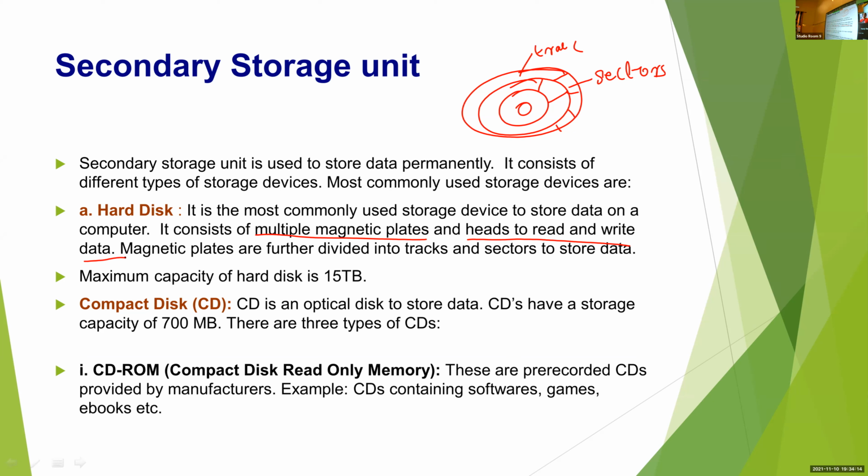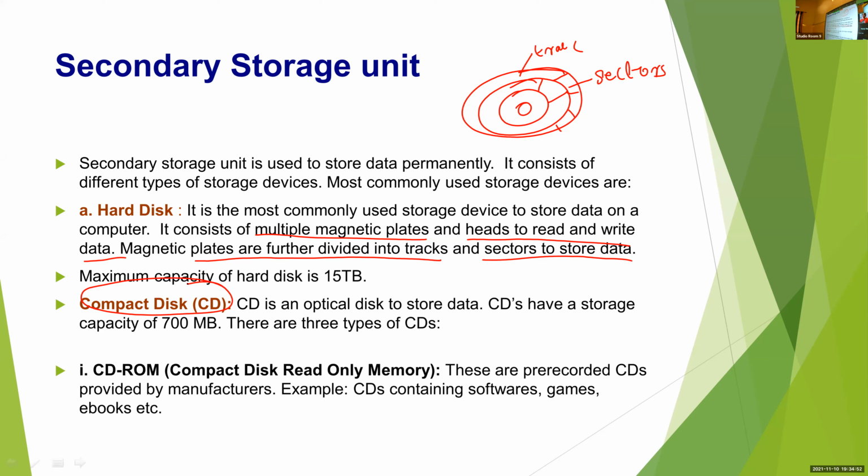And the division is also there. That is, magnetic plates are further divided into tracks. Tracks are further divided into sectors. Then the maximum capacity of hard disk is 15 TB. And the next secondary storage device is the compact disk. It is CD. What is the expansion of CD? It is compact disk. You want to learn this term. CD means compact disk. CD is an optical disk to store data.